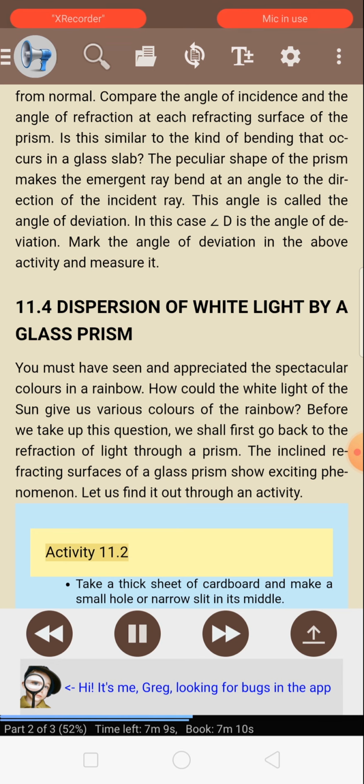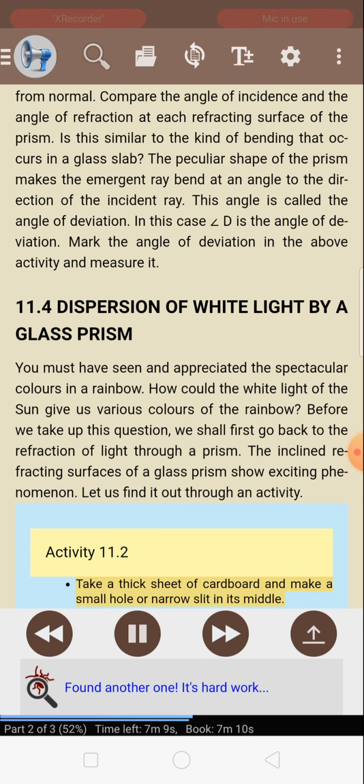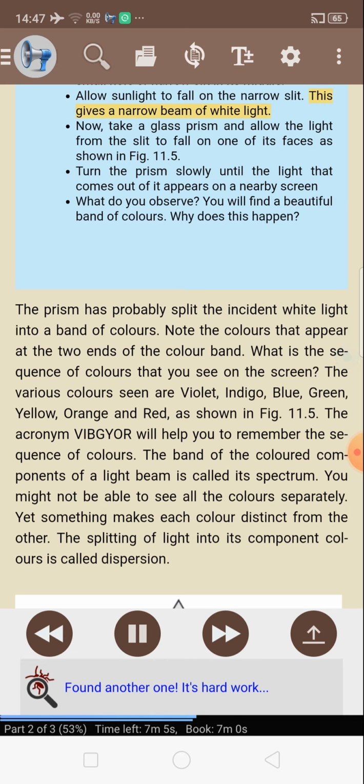Activity 11.2. Take a thick sheet of cardboard and make a small hole or narrow slit in its middle. Allow sunlight to fall on the narrow slit. This gives a narrow beam of white light. Now, take a glass prism and allow the light from the slit to fall on one of its faces as shown in figure 11.5. Turn the prism slowly until the light that comes out of it appears on a nearby screen. What do you observe?